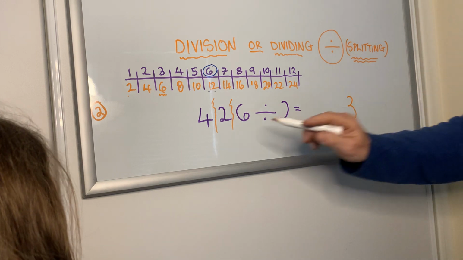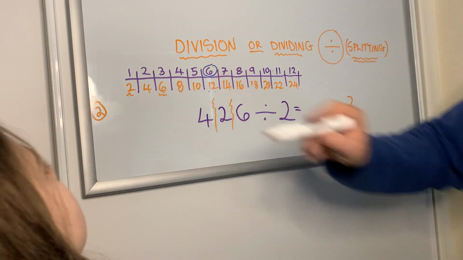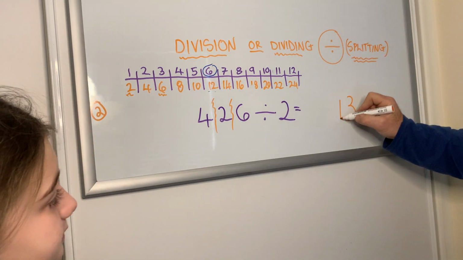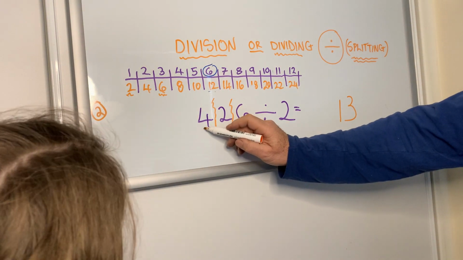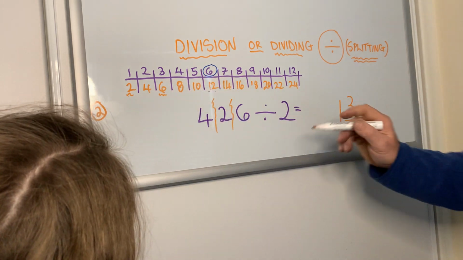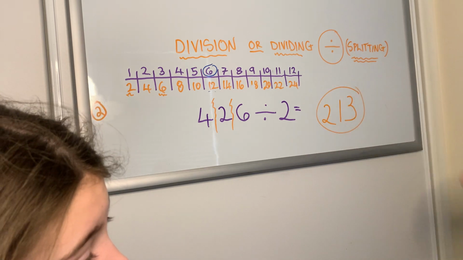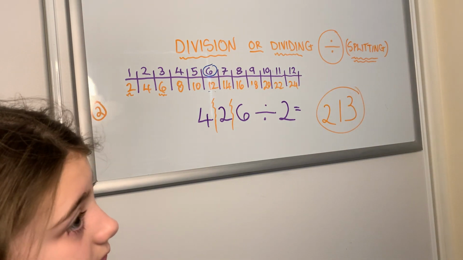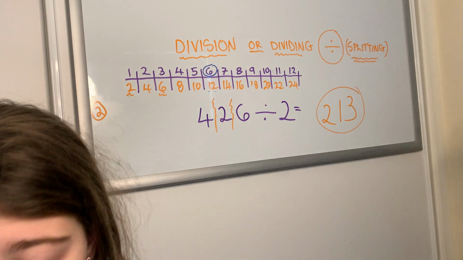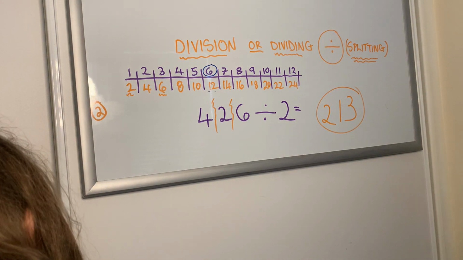What's 2 divided by 2? Well, there's 2. 1. And what's 4 divided by 2? Well, there's 4. 2. So it's actually equal to 213. Okay, Logan? It's just another way of making division that little bit easier.